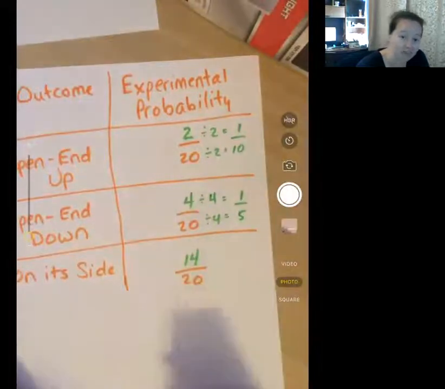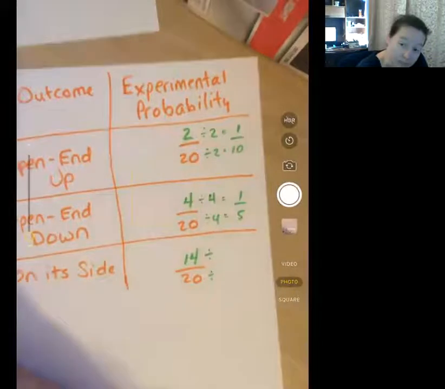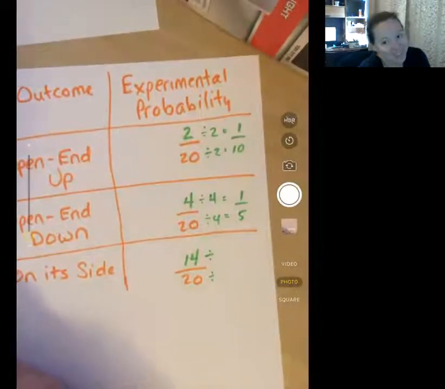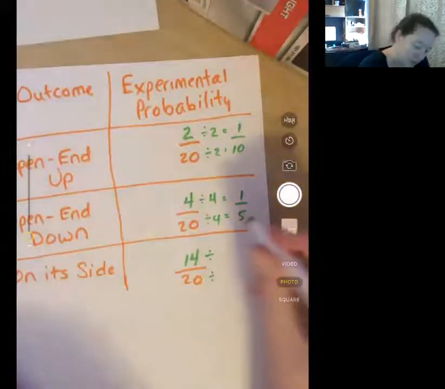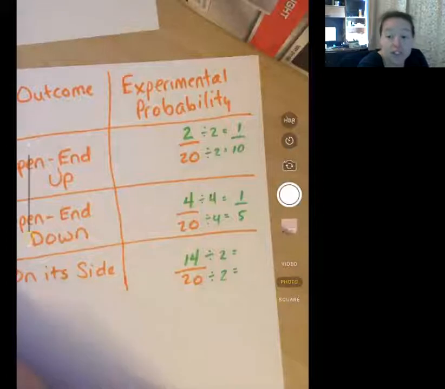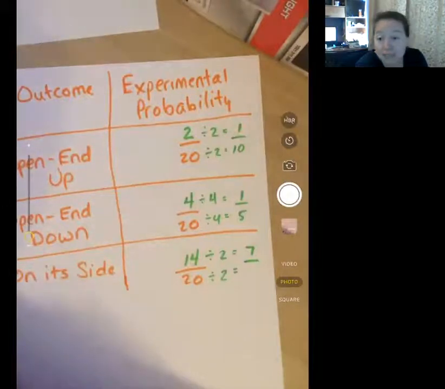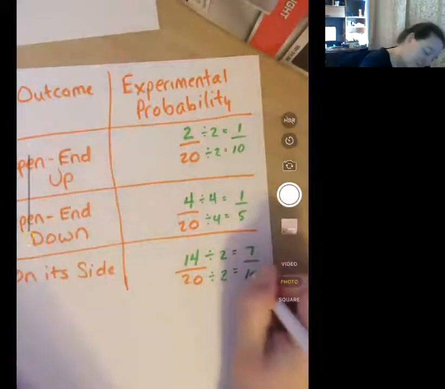And then down here, 14 over 20. Again, we have even numbers, so I'm going to divide out a 2. Always divide by 2. 14 divided by 2 is 7. Over 20 divided by 2, which is 10.